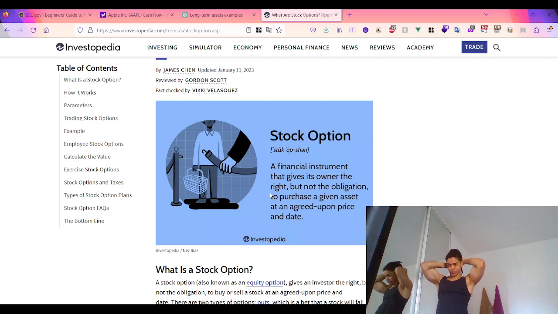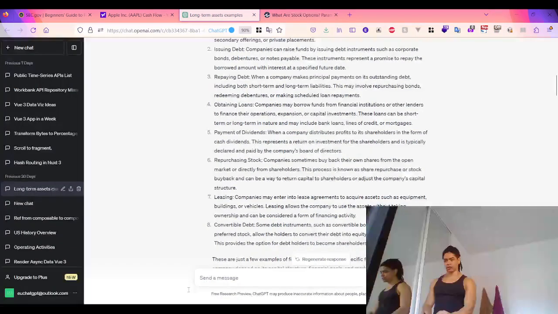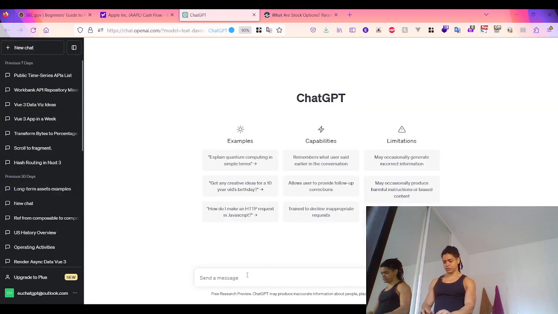So in other words, a stock option is a way for you to purchase a given asset at a particular date and an agreed upon price. Okay, so an example of stock options. Let me ask here: explain stock options like I'm an 11-year-old kid.